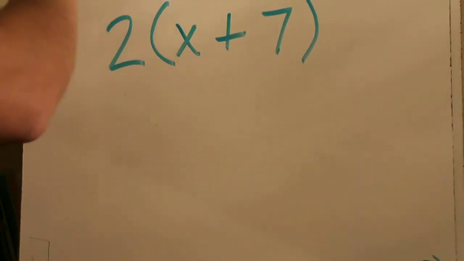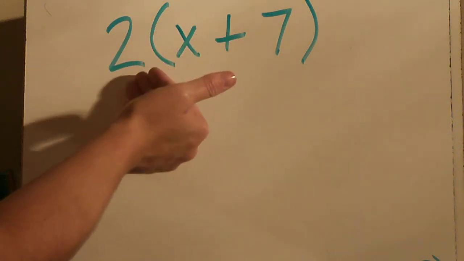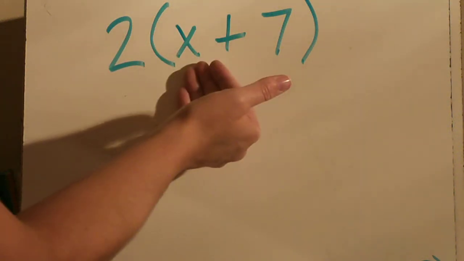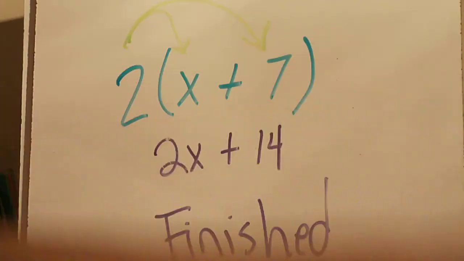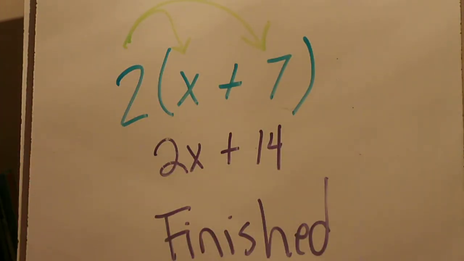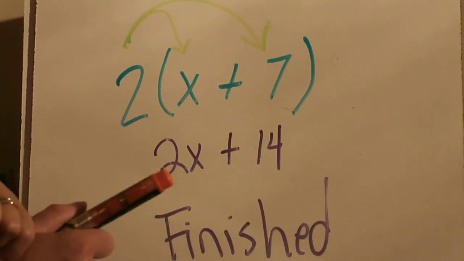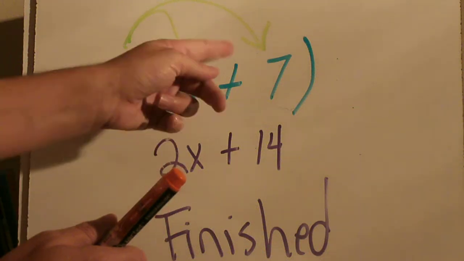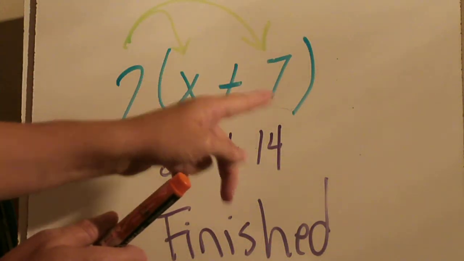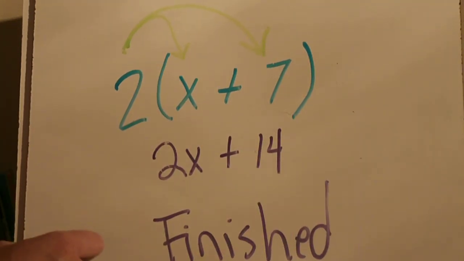Now we want to simplify by using the distributive property. So we will distribute this 2 to the x and the 7. Notice this time that I have not written down the middle step of 2 times x plus 2 times 7, but rather just went ahead and wrote on the board that 2 times x is 2x plus 2 times 7 is 14. And we are now finished simplifying this expression.